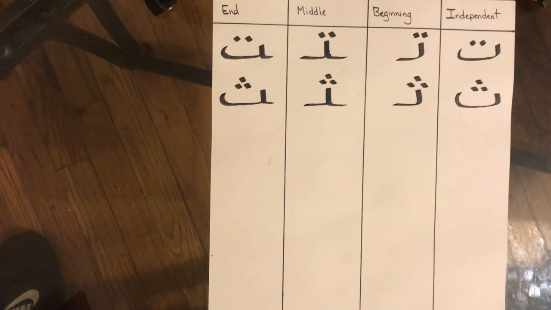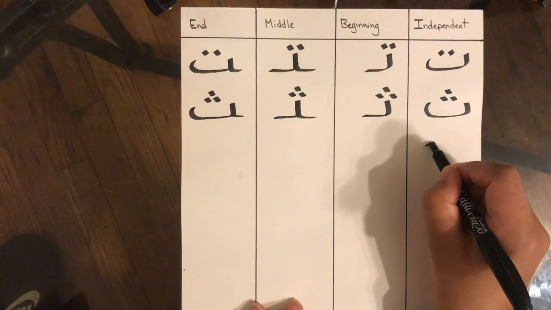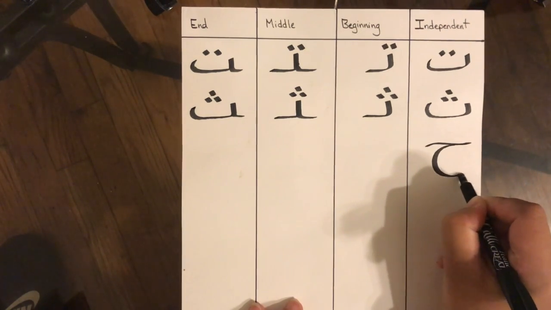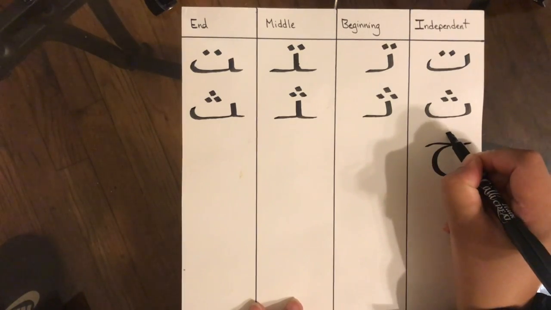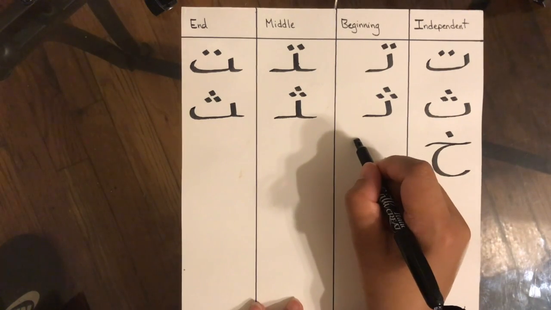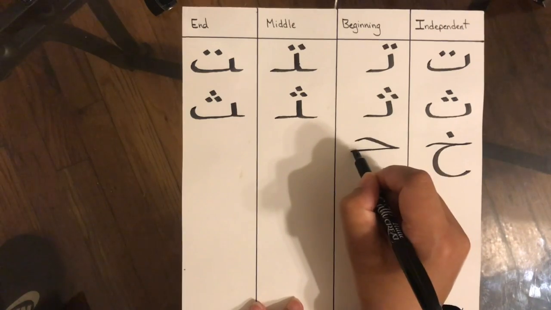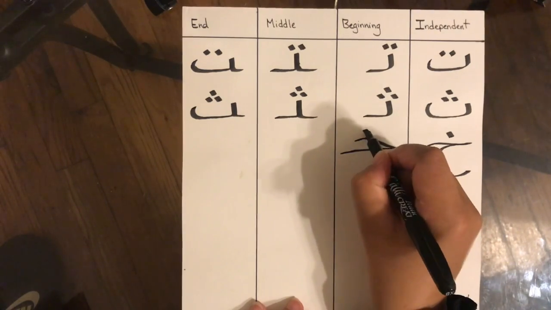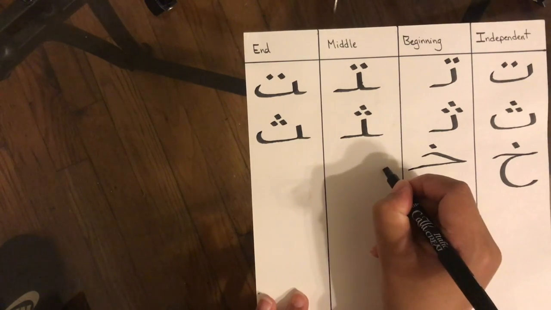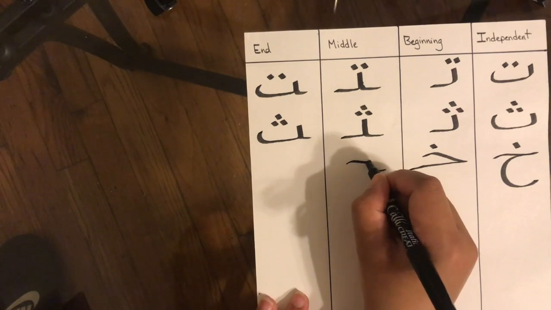Okay, and now we have Kha, which is identical to the letter Jim that we learned in the last lesson, but instead of a dot in the center or on the bottom, in the beginning and middle positions, it has a dot all the way on the top. So a way that we can remember Kha is that the tongue is raised when we pronounce Kha. So inshallah, that'll be helpful in remembering that the dot goes on top.